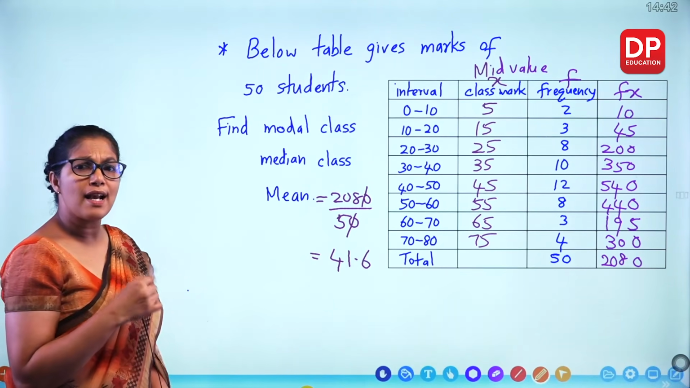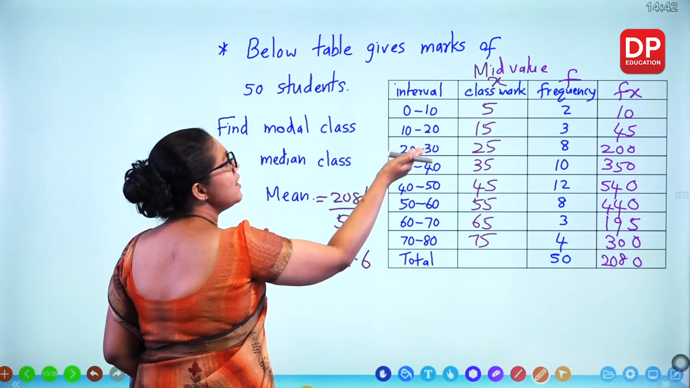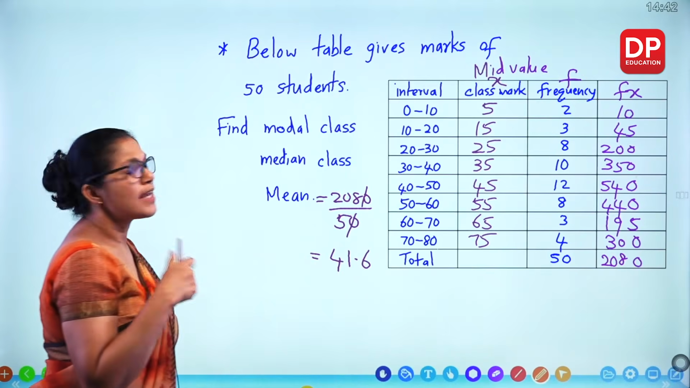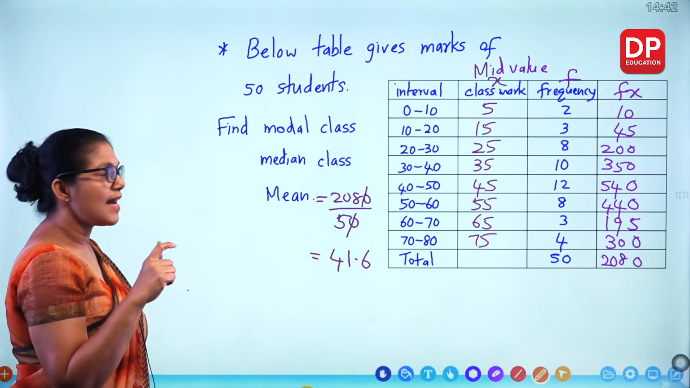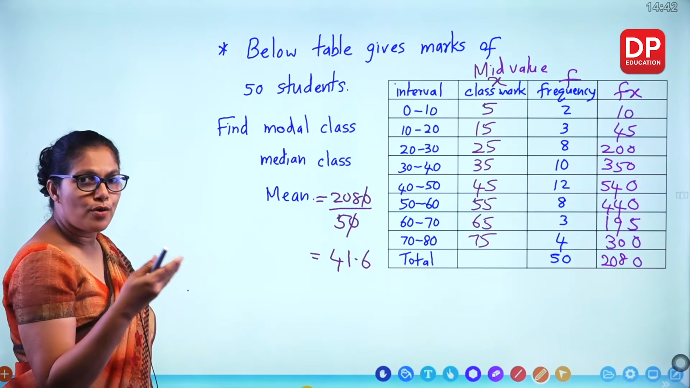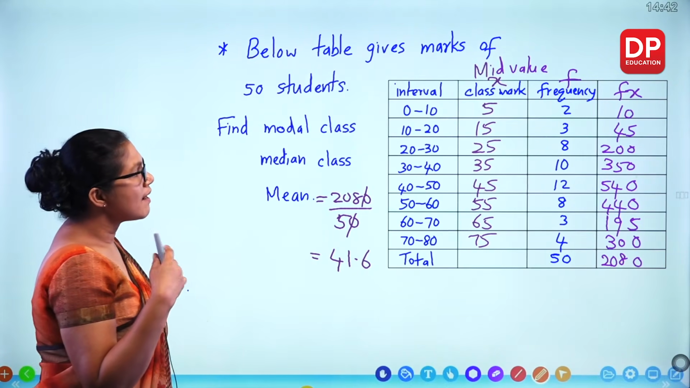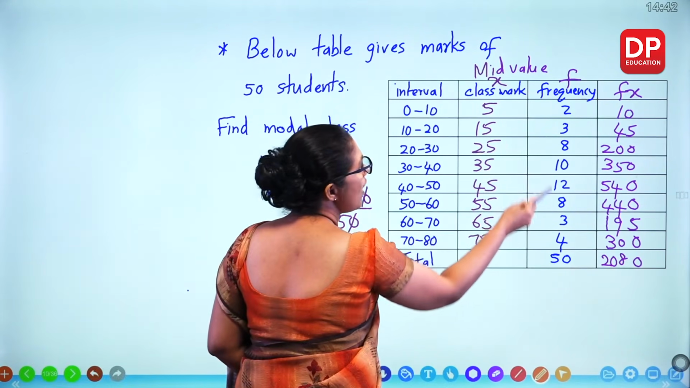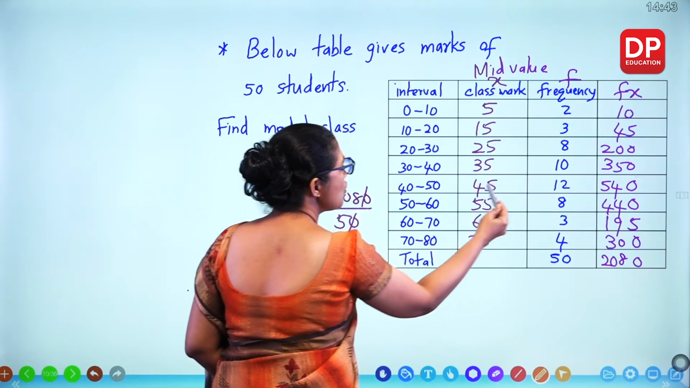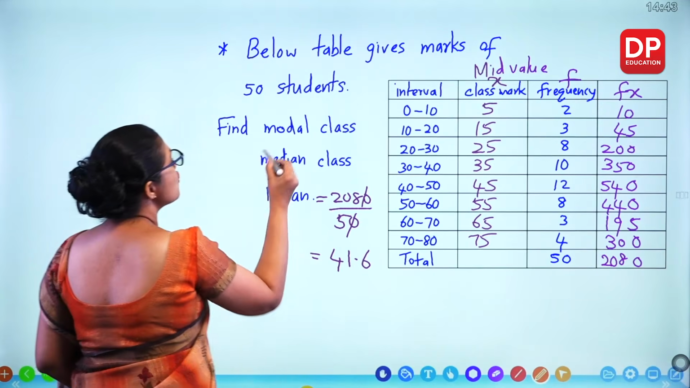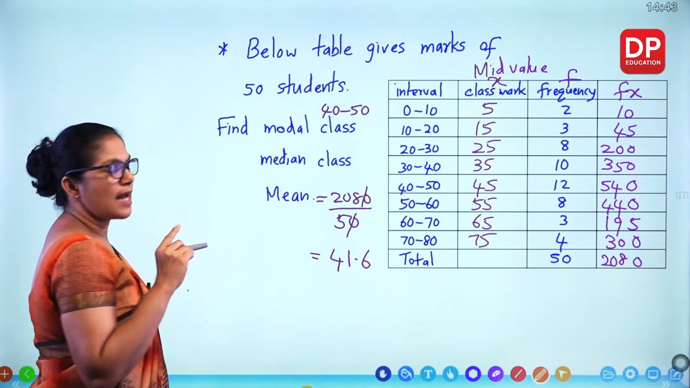And what is modal class? Earlier, when the data is given as values without intervals, we can find out the median or mode. But now the intervals are there, so we say those are modal class, median class, like that. So how will you find out the modal class? Look at the frequency column, the one which has the highest frequency, 12. Which interval? 40 to 50. So 40 to 50, that's the modal class.